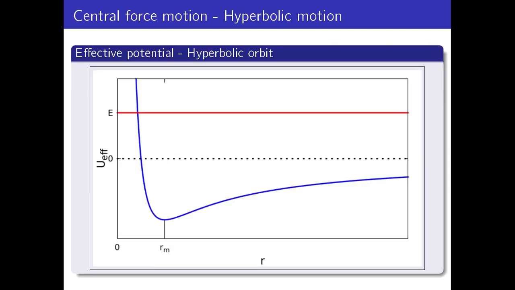Now we will consider the fourth and the last conic section, the hyperbola, which is observed for the central force motion when E is positive. As E approaches 0, the hyperbola becomes more similar to the parabola and the eccentricity approaches 1 from above. As E increases, the arms of the hyperbola become wider and the eccentricity gets values higher than 1. And as E goes to infinity, the hyperbola approaches a vertical line and the eccentricity approaches infinity.